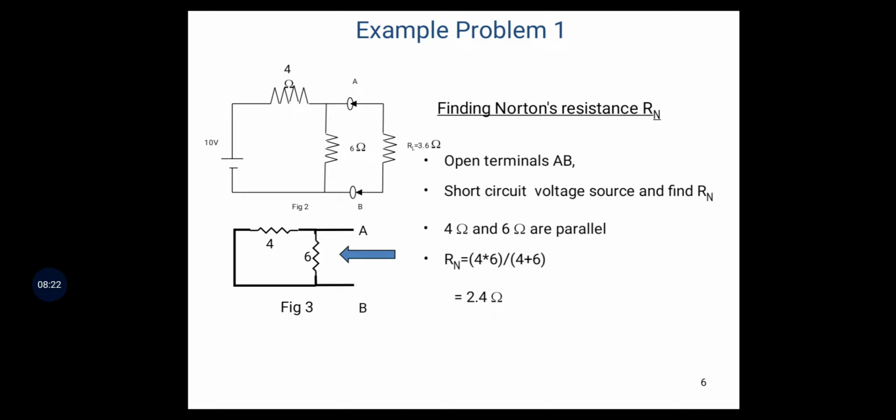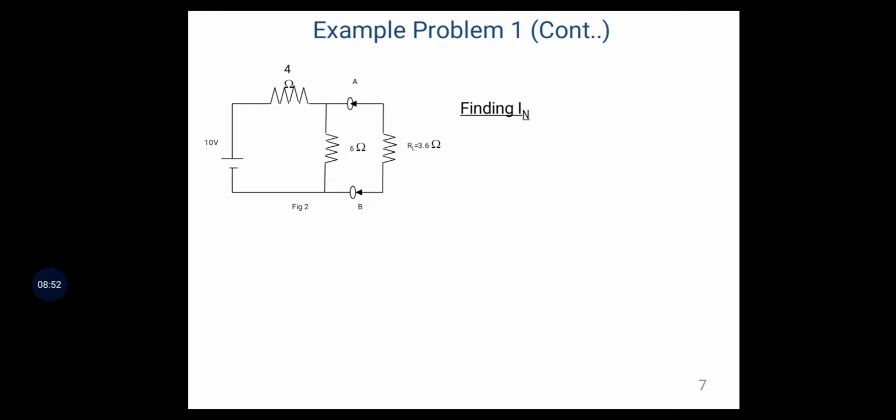Next, after the 10 volts is short circuited, the 4 ohms and 6 ohms are parallel in nature. So the equivalent RN equals 4 into 6 divided by 4 plus 6, that equals 2.4 ohms. After finding RN, we want to find IN.